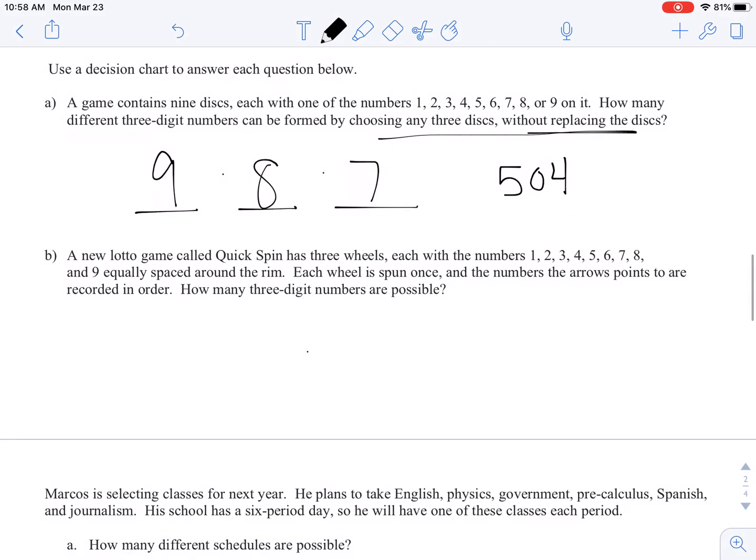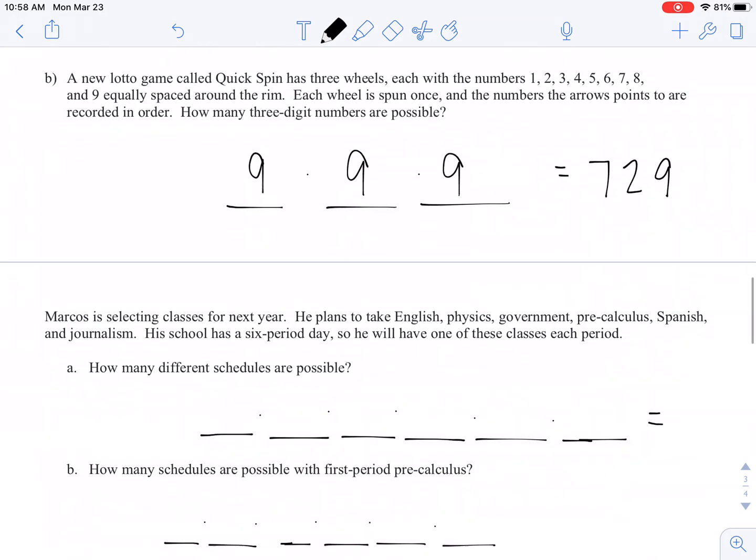Okay, part B says a new lotto game called Quick Spin has 3 wheels, each with the numbers 1 through 9. Each wheel is spun once, and the numbers the arrow points to are recorded in order. So I have 9 choices for my first number. It's a second wheel. There's still 9 choices for my second number, and the third wheel still has 9 choices for my third number. That gives me 729 possible 3-digit numbers.